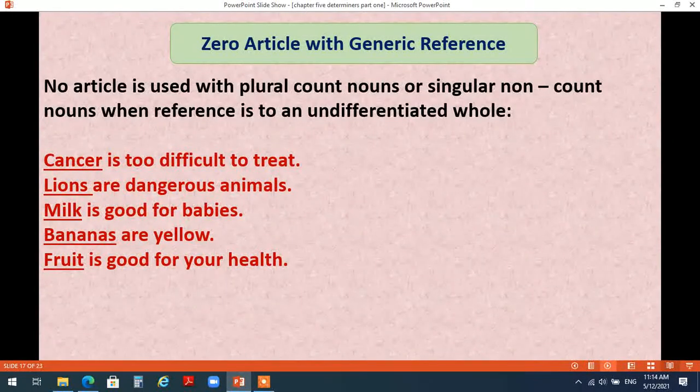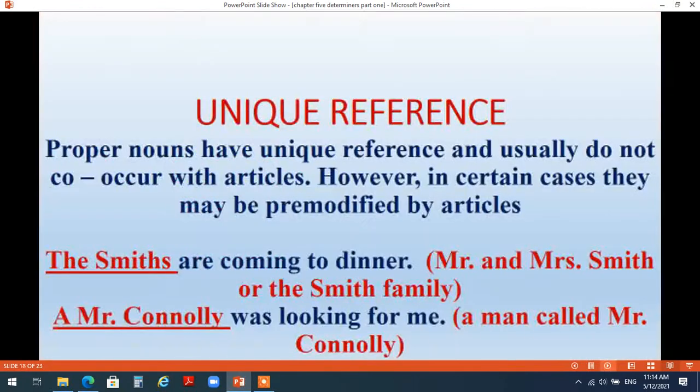So this is what we mean by using zero article when the reference is generic حين تكون الإشارة إلى أشياء أو أشخاص أو حتى فئة حيوانات بشكل عام. فلا حاجة في هذه الحالة إلى استخدام أي أداة للتعريف إذا كان الاسم اللي نشير إليه إما أن يكون اسم جمع معدود أو اسم مفرد غير معدود. نأتي إلى اليونيك ريفرنس متى تكون الإشارة إلى شيء ليس له مثيل أو شيء فريد من نوعه.